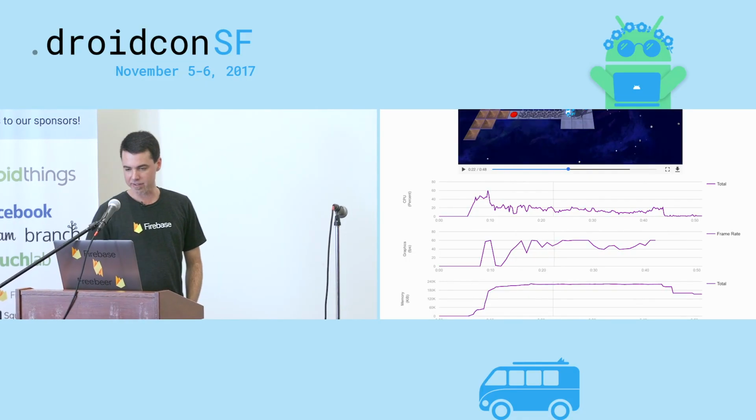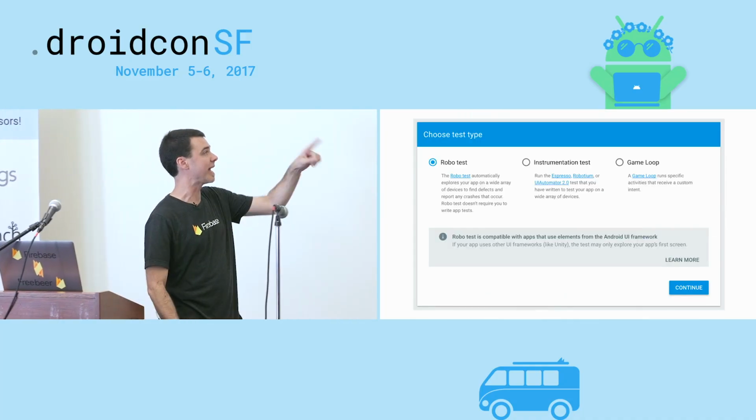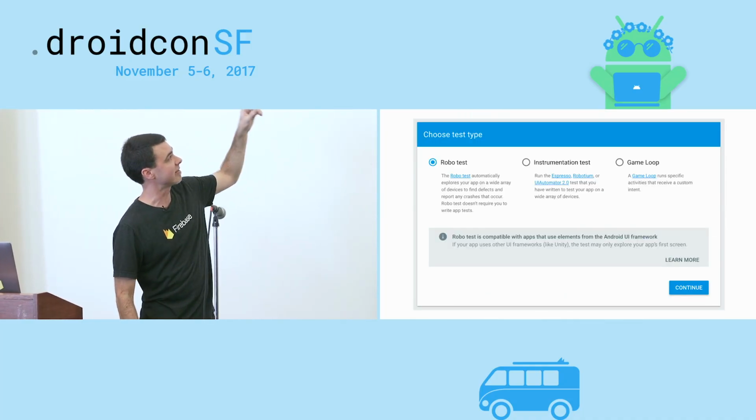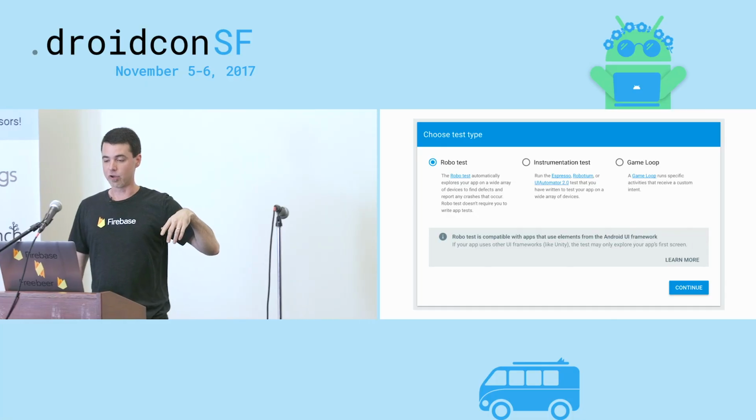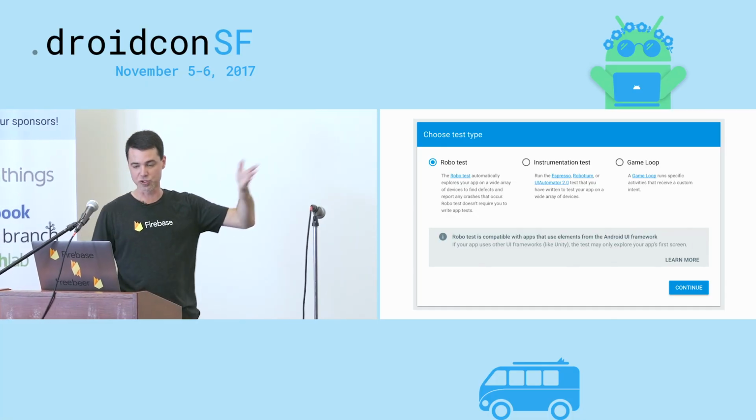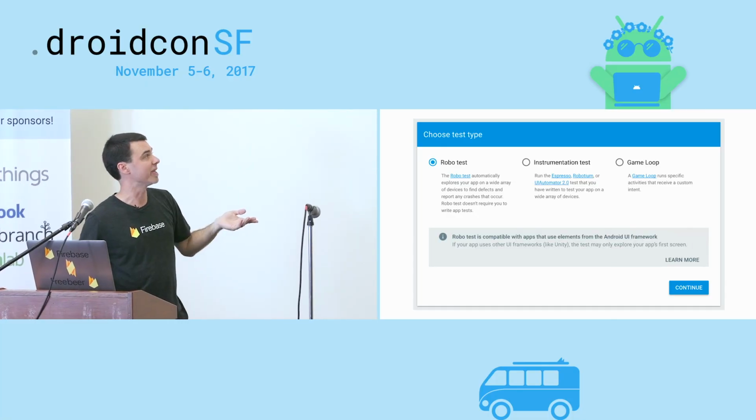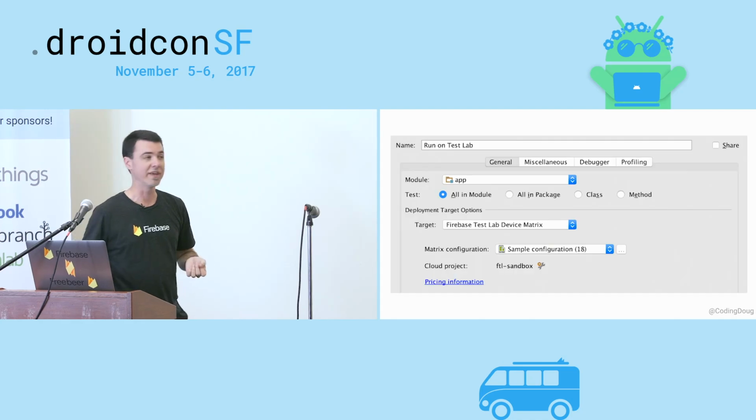Now there's three different kinds of tests you can run in Test Lab. I mentioned game loops, I mentioned instrumentation test, and I mentioned robo test. So if you're using the console to run the game, you just choose the type of test and upload your APK that way. You can also run within Android Studio.